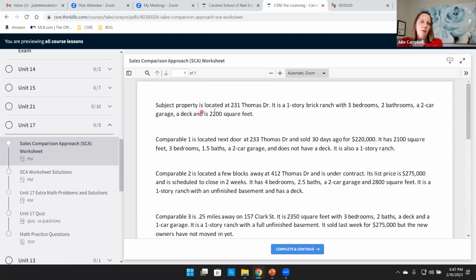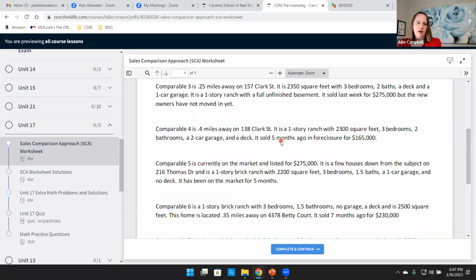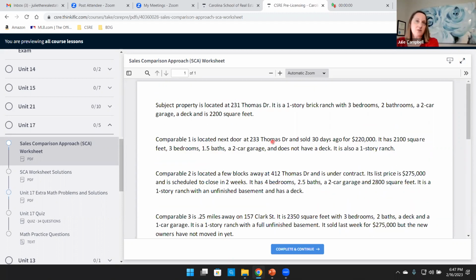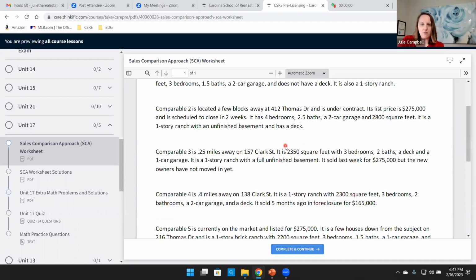So here's your subject property, 231 Thomas Drive. It's a 1-story brick ranch with 3 beds, 2 baths, a 2-car garage, a deck, and it's 2,200 square feet. And then it gives you 1, 2, 3, 4, 5, 6, 7 different comps. Well, some of these are going to be better than others. My suggestion to you is do your columns and rows and do a comparison of subject and comps and see which comps would make the best comp. Not all of these are going to be great. For example, I'll give you one.